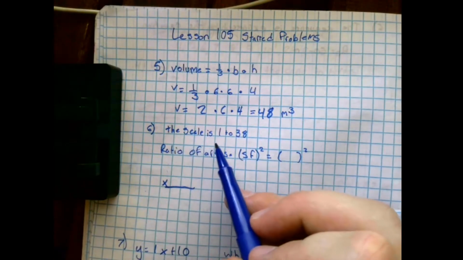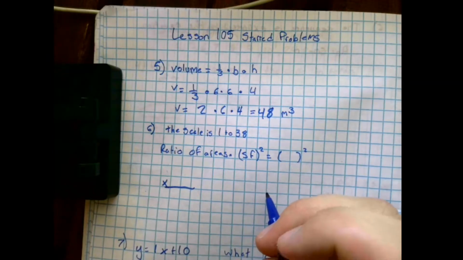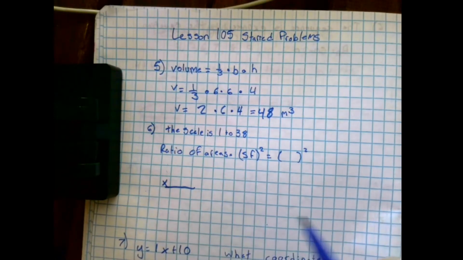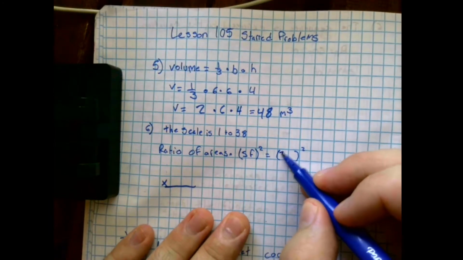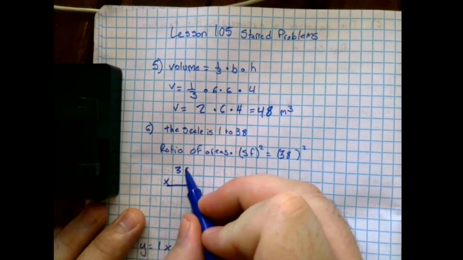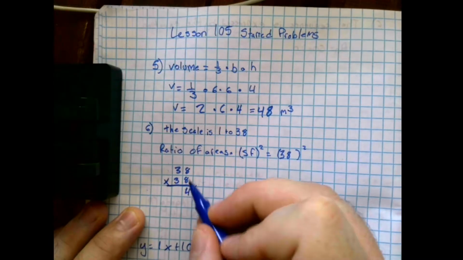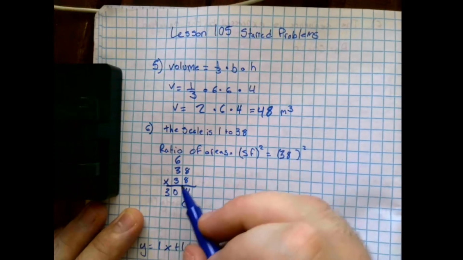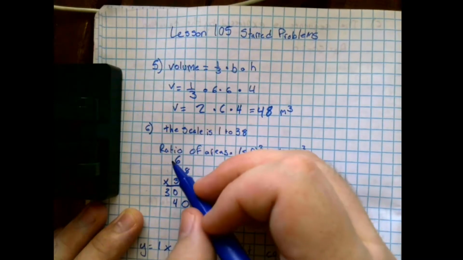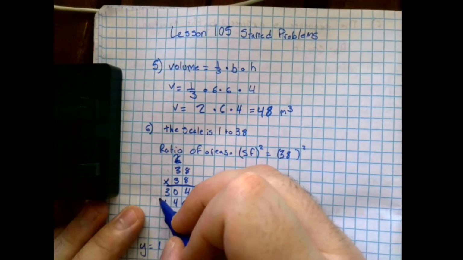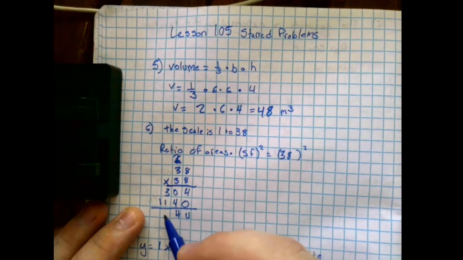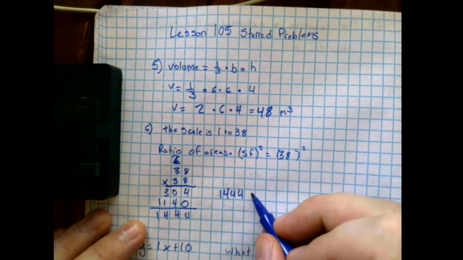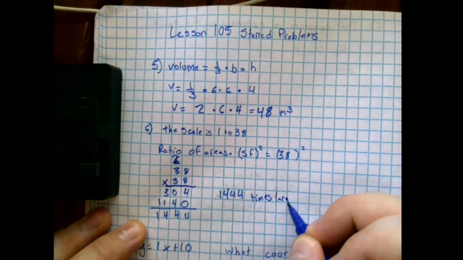Now, we're told that the scale model is 1 to 38 for its dimensions, and it wants to know about the ratio of the surface area between the model and the real thing. Well, the ratio of areas is the scale factor squared, so we just need to do 38 squared. So we're going to write 38 times 38. Now 8 times 8 is 64. 8 times 3 is 24, plus 6 is 30. We drop a 0 as we move to the tens place. 3 times 8 is 24. And 3 times 3 is 9, plus 2 is 11, which will give us 1,444 times larger. That's pretty big.